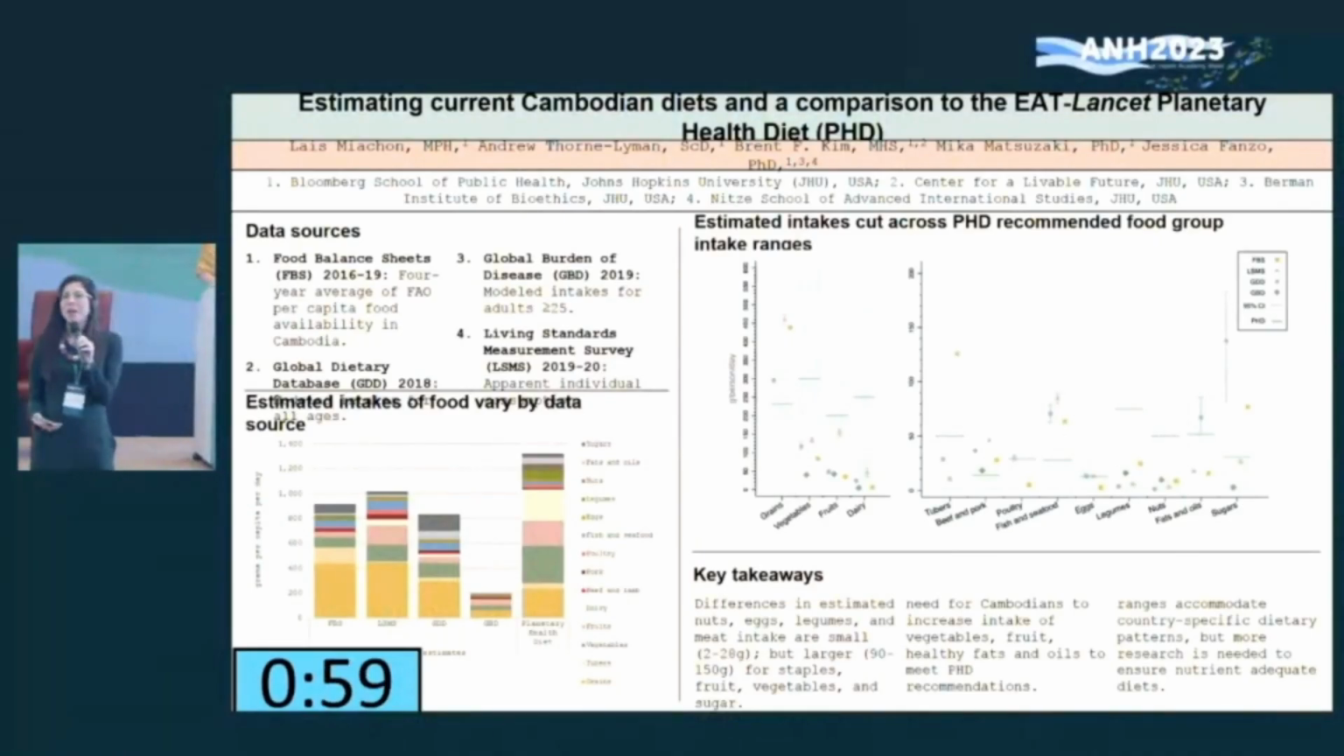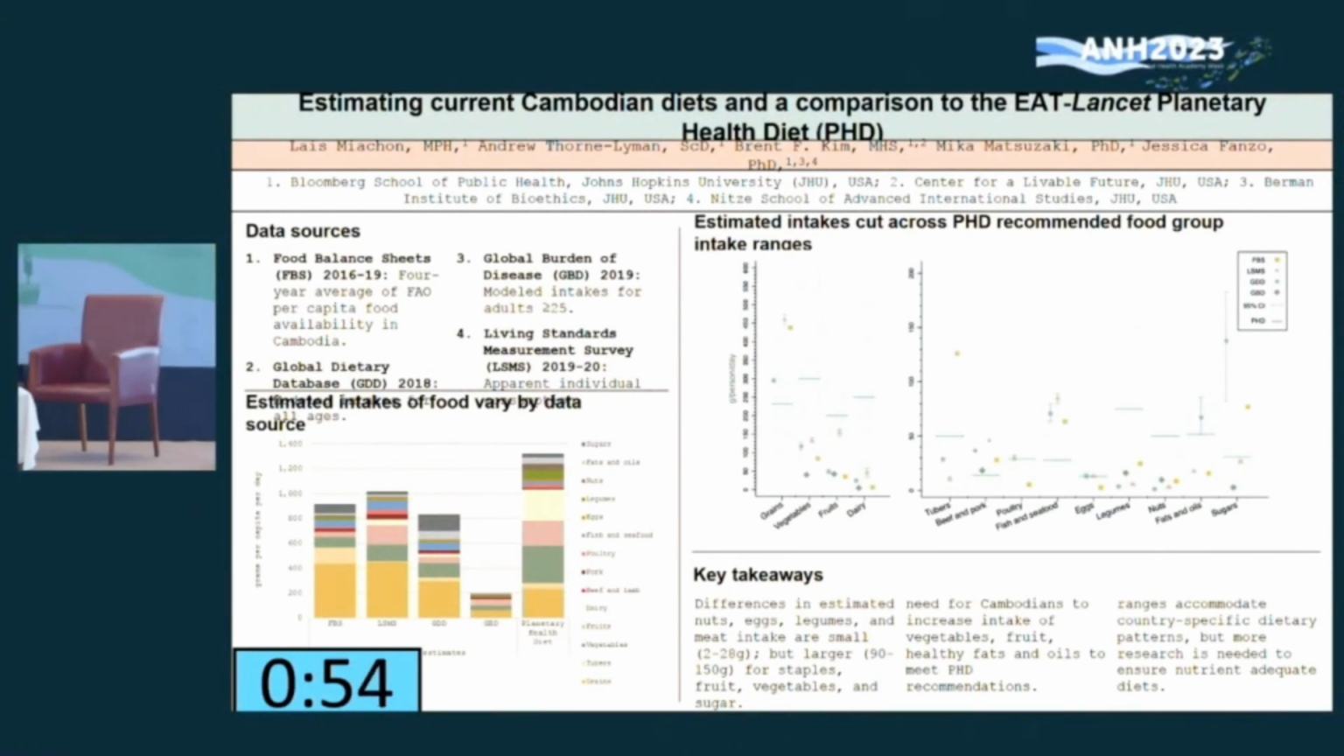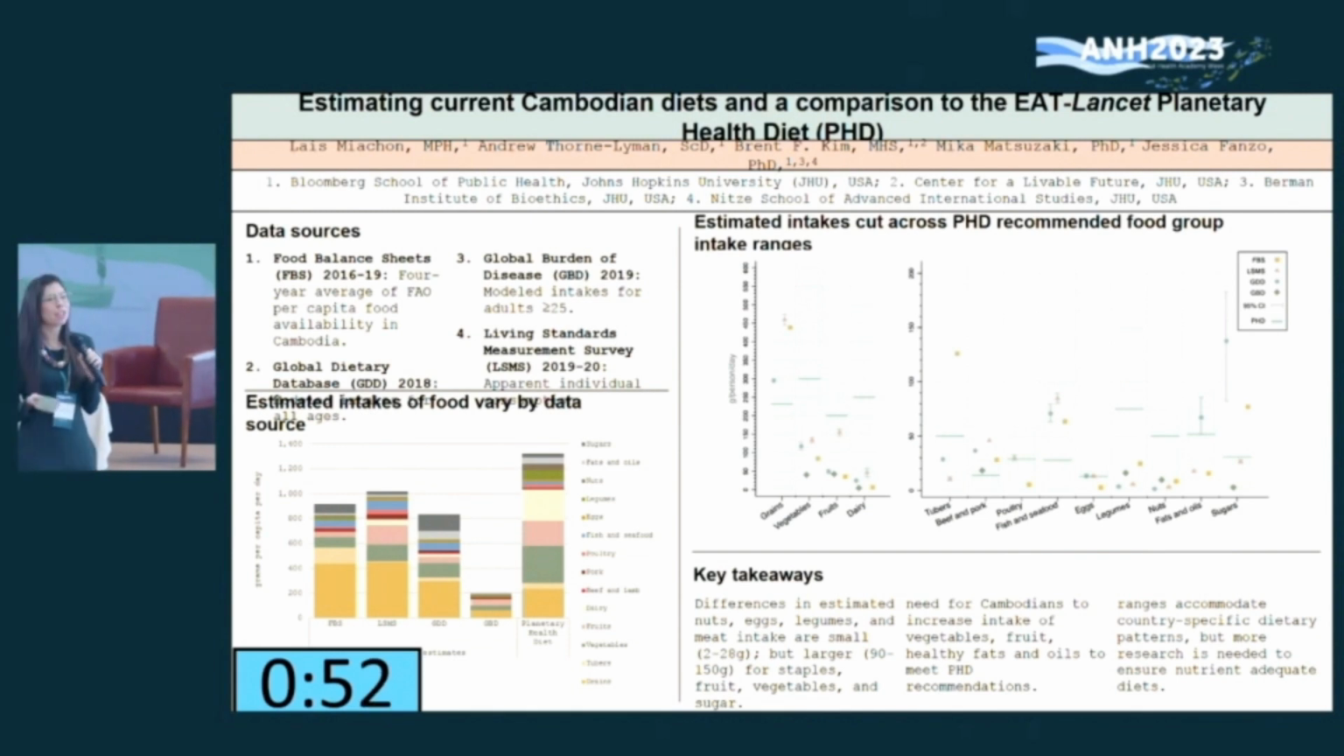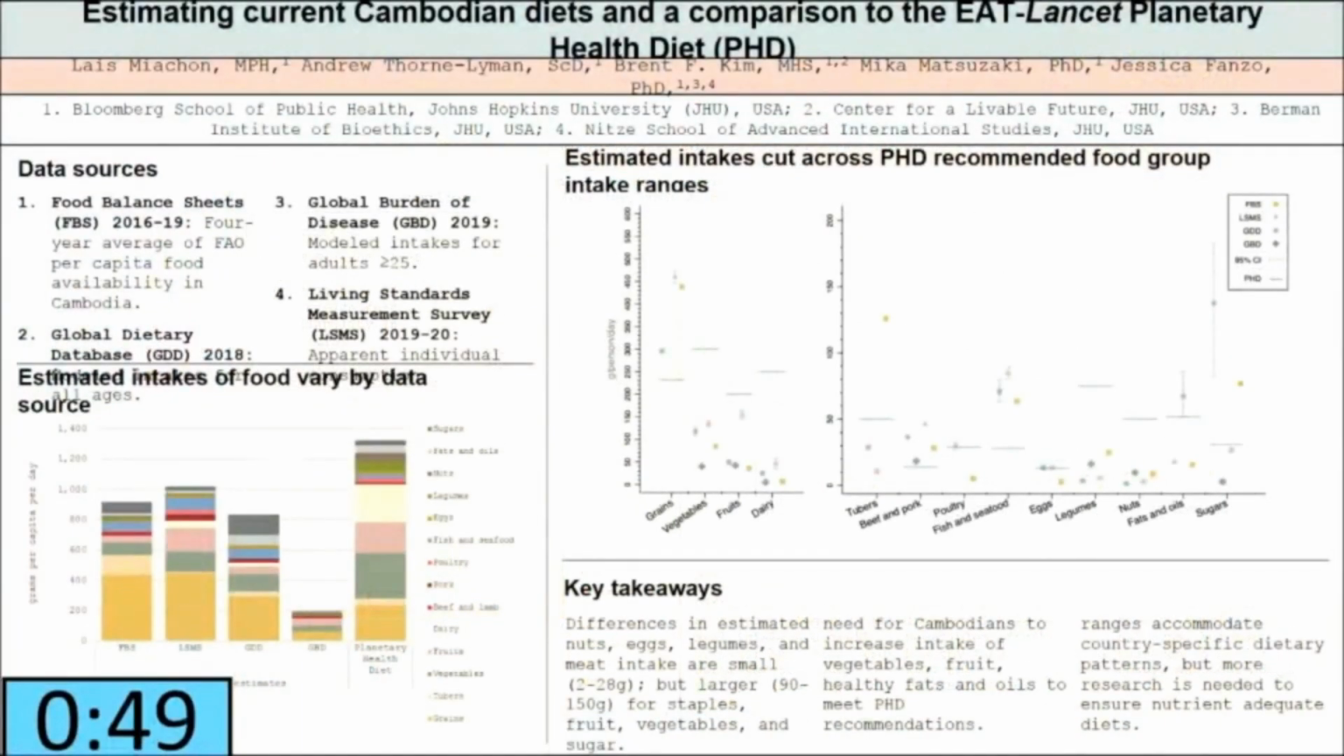Food systems everywhere are being called on to deliver healthier and more sustainable diets. And you know what they say, what gets measured gets done, and what doesn't get measured gets modeled. Like in many other countries in the global majority, in Cambodia, there are no recent estimates of dietary intake using nationally representative survey data. So in order to understand whether Cambodian diets are in line with the planetary health diet proposed by the Eat Lancet Commission, we first needed to characterize current intakes.